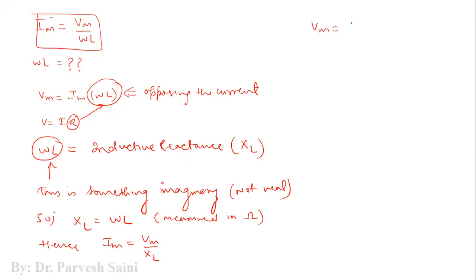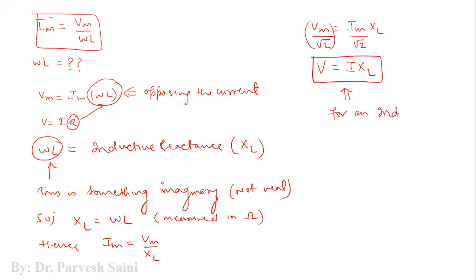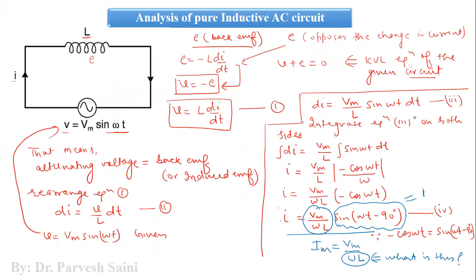Now Vm is equal to Im XL, and if we divide it with root 2 here and root 2 here, Vm by root 2 is the RMS value of voltage, and Im by root 2 is the RMS value of current. So this is the RMS value of voltage and current for an inductor. So this is how you can understand the behavior of an alternating current and voltage across a pure inductor. So in a pure inductor, you have the voltage leading the current by 90 degrees, right?